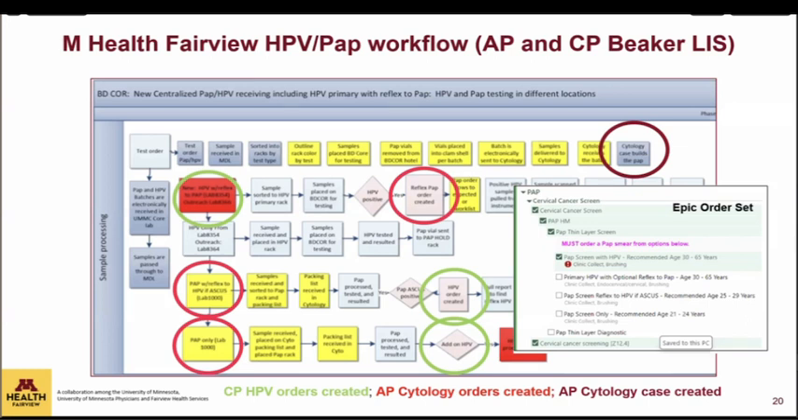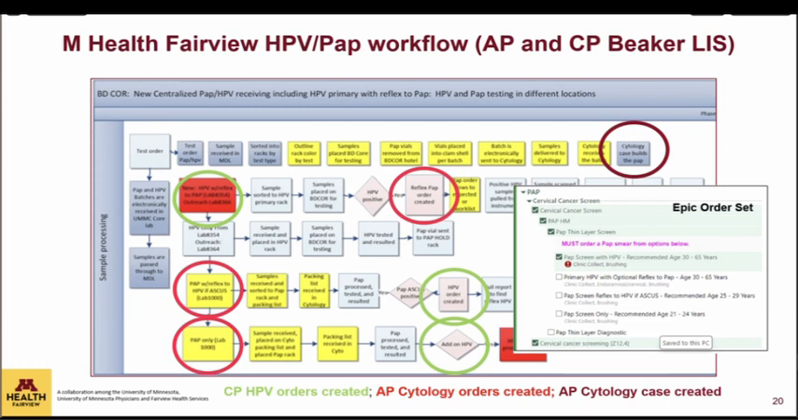So I have a screenshot here of our newly released Epic order set that reflects the different options that clinicians have, where there's co-testing that either starts, they still have the option to start with PAP and reflex to HPV. They can get PAP with HPV regardless, co-testing. They can get primary HPV with reflex to PAP, or they may choose PAP only. So there are these different scenarios, and the testing choice will drive which instrument the samples need to go to first.